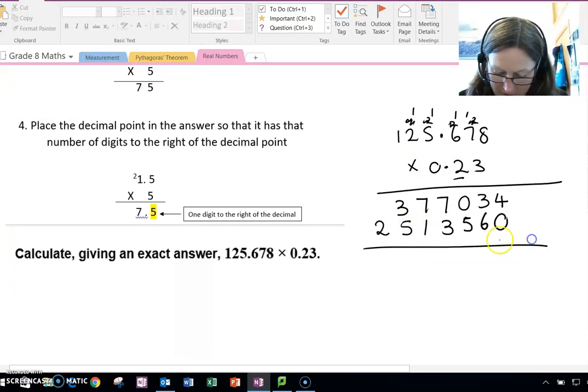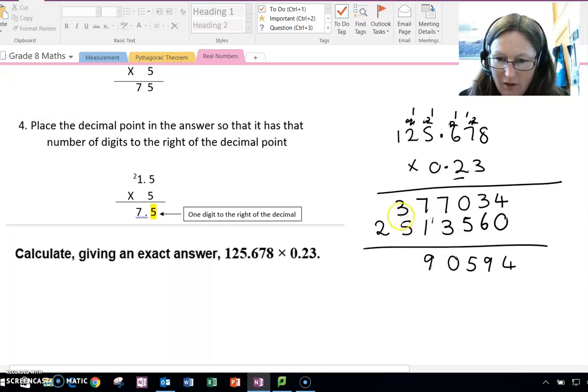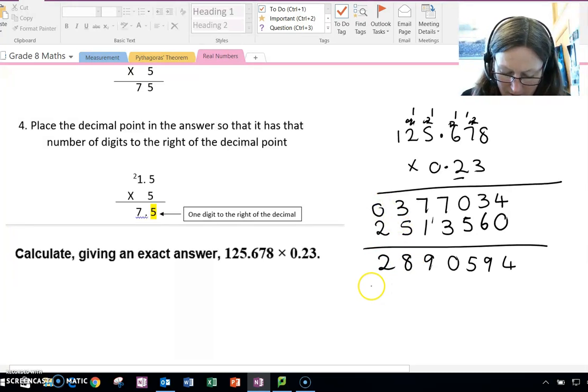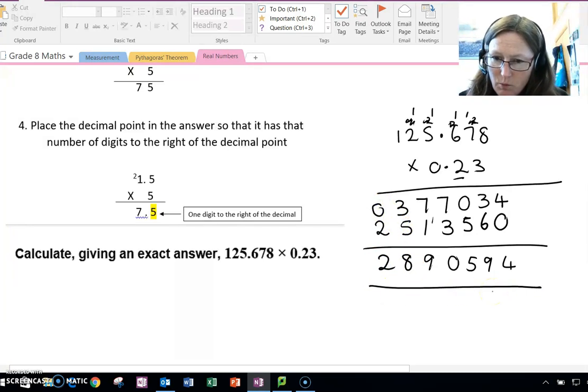I then add these up. 4 and 0 is 4, 3 and 6 is 9. 5 and 0 is 5, 7 and 3 is 10, put down the 0, carry the 1. 7 and 1 is 8, plus the 1 I carried is 9. 5 and 3 is 8, and 2. Because I filled that, put a 2 there. So there's my answer. So where does the decimal point go?